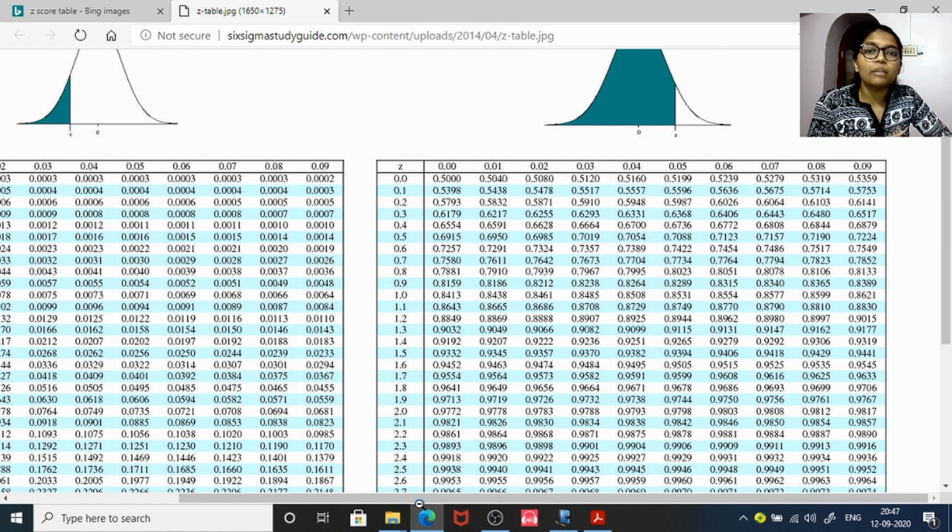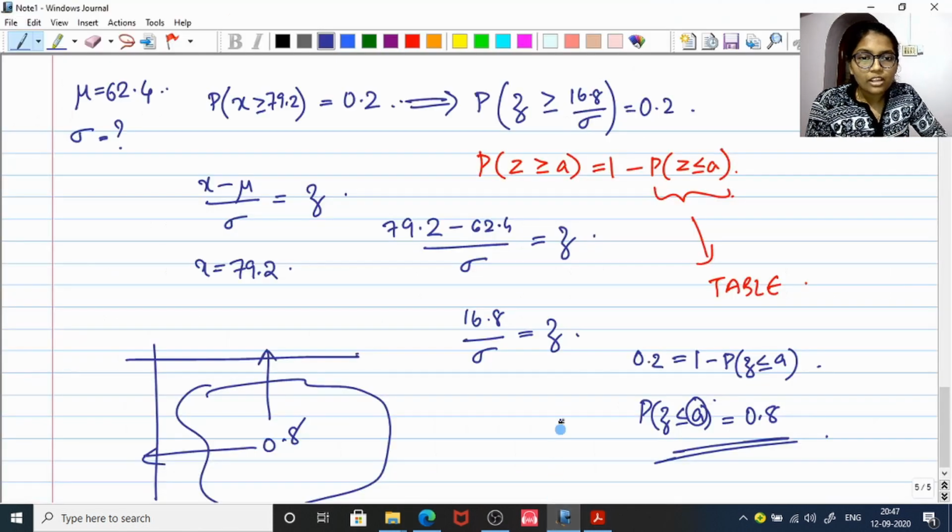You cannot have a value like 0.8000 available in the list, but never mind, just take the minimum value. So the answer is 0.85, okay? 0.85 is your Z value, or P of Z lesser than or equal to 0.85 is equal to 0.8. Now just substitute this A value, that is A equal to 0.85, isn't it? So substitute this A value over here.